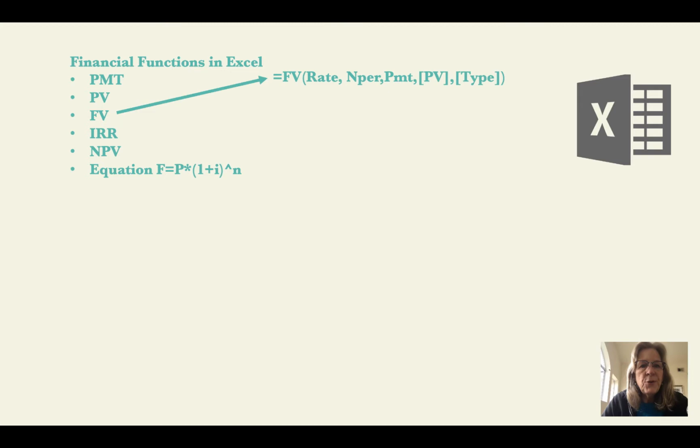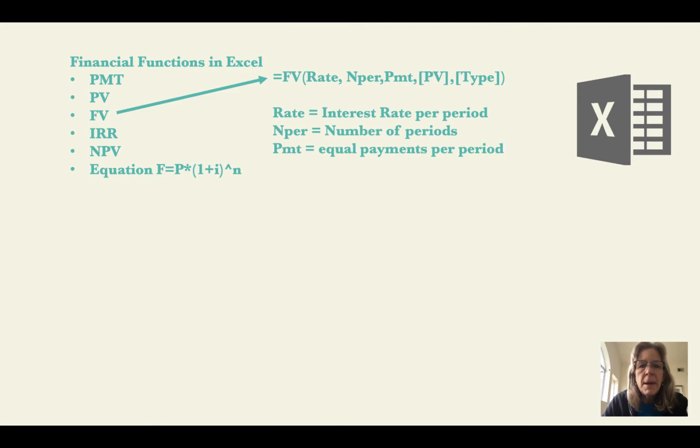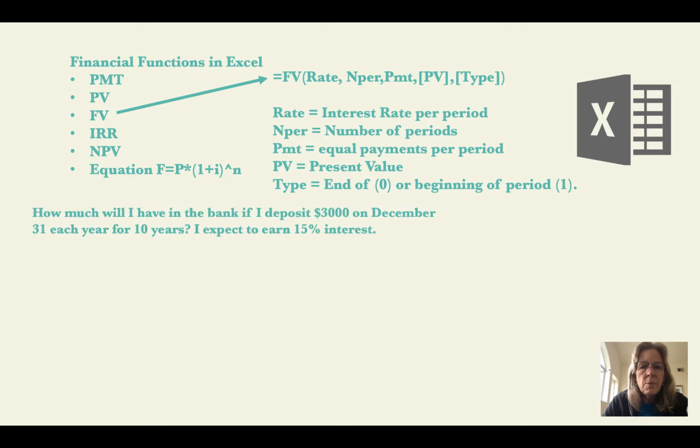The next one is future value. So in this case, again, it's very similar: rate, number of periods, payment, and again, that has to be equal payments per period, present value, and type. You could also include an initial number. And then the type, again, is end of period or beginning of period.